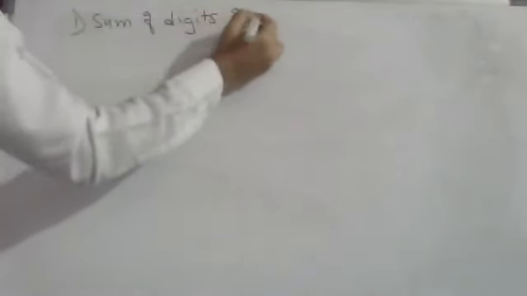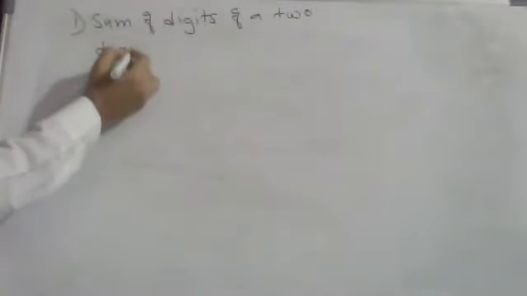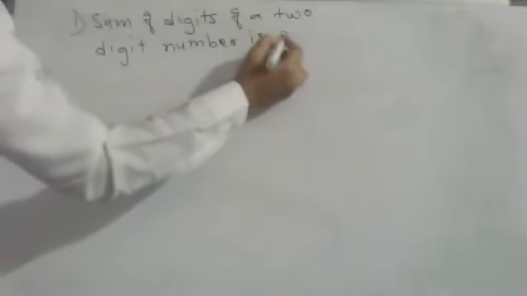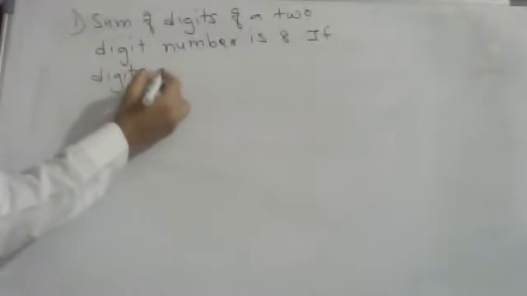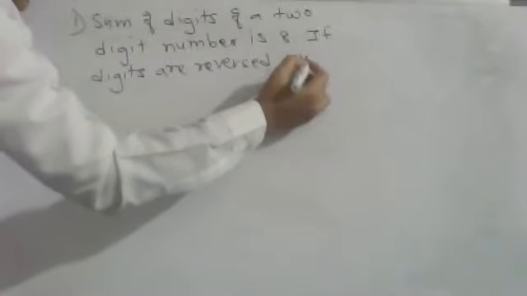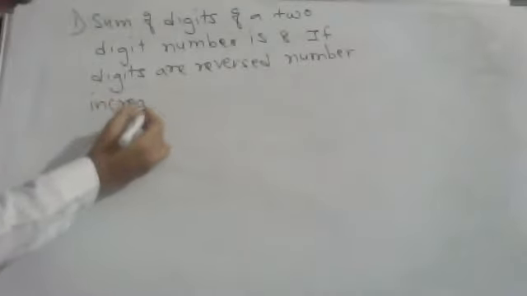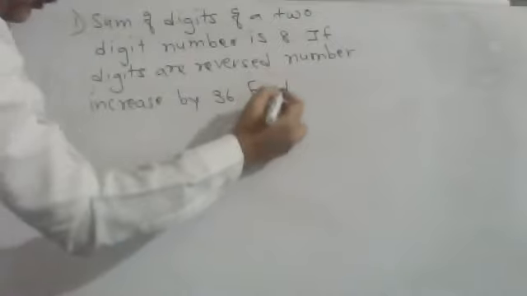Sum of digits of a two-digit number is 8. If digits are reversed, number increased by 36. Find the number.